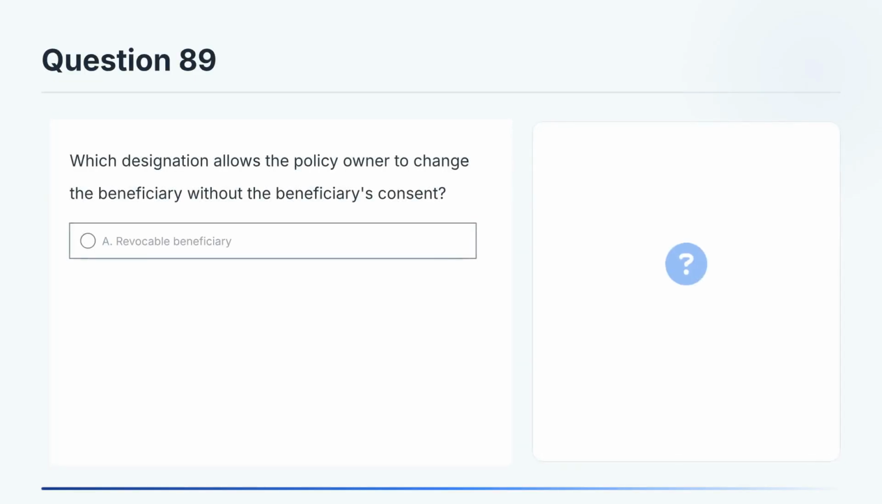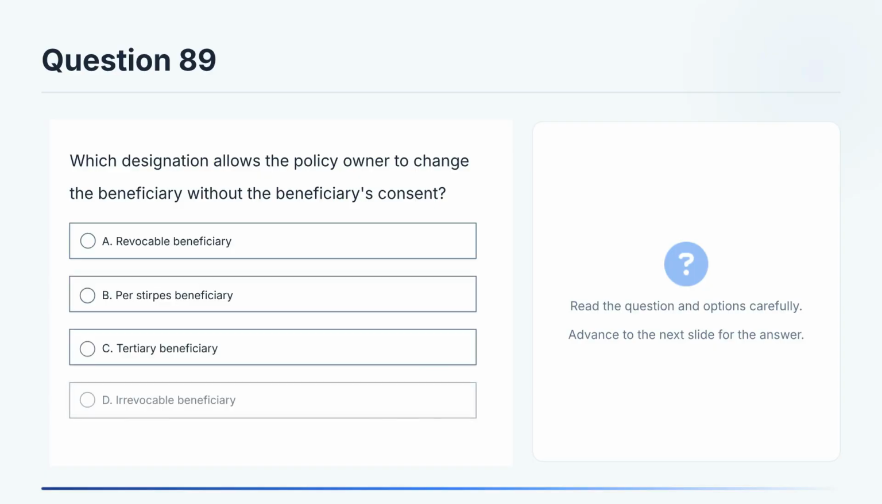Question 89. Which designation allows the policy owner to change the beneficiary without the beneficiary's consent? A. Revocable beneficiary. B. Per stirpes beneficiary. C. Tertiary beneficiary. D. Irrevocable beneficiary.